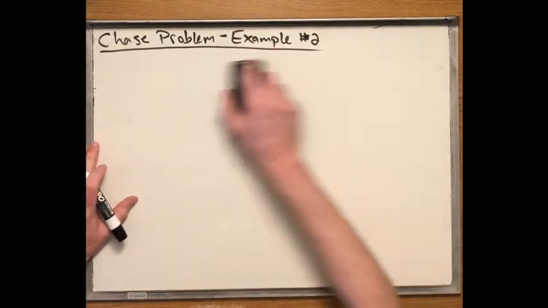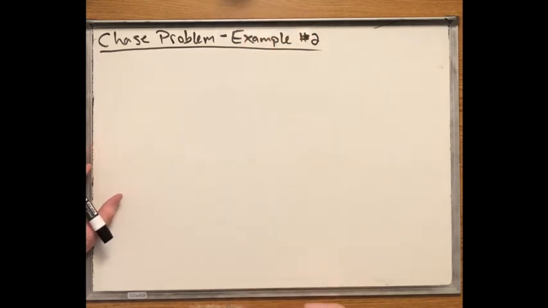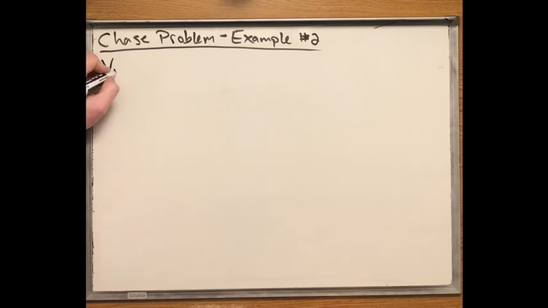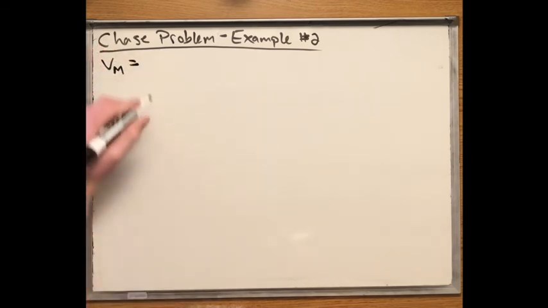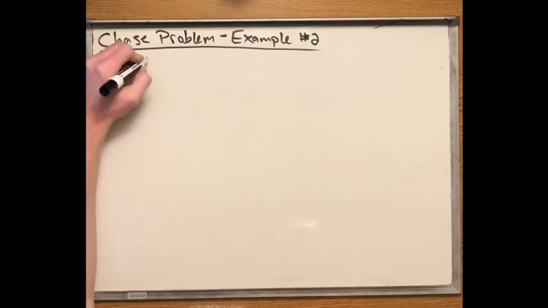Again, I think it's always good to consider that visualization piece before you do these. So what do we know? Well, we know that the velocity or the speed, I keep saying velocity, but I should be saying speed because they're not giving us directions. We know that the speed of the motorist is 57 meters per second.